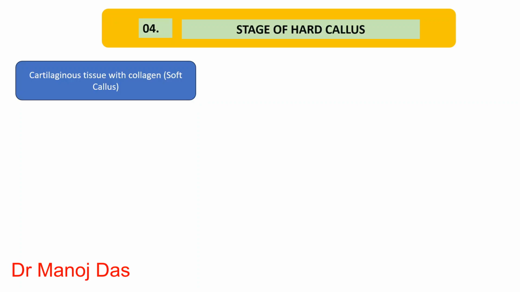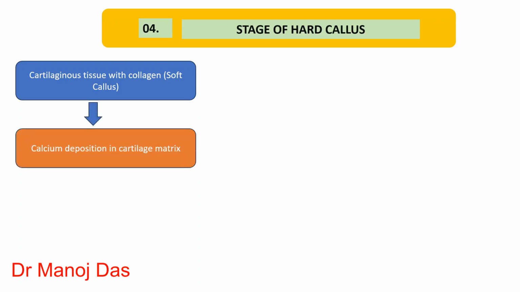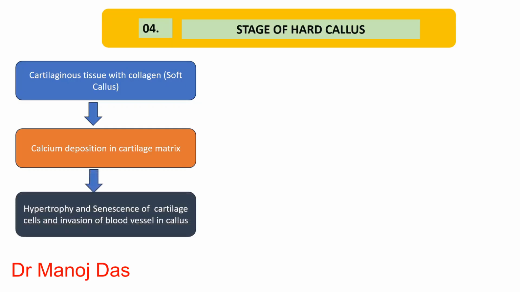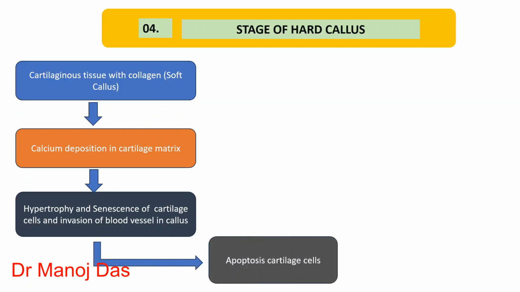Now the fourth stage is the stage of hard callus. Already there is the soft callus, and at the stage of the hard callus there will be deposition of calcium in the cartilage matrix. After deposition of the calcium, those chondrocytes will hypertrophy and then become senescent, and there will also be invasion of blood vessels in the callus. Once there is invasion of blood vessels and deposition of calcium, these hypertrophied and senescent cartilage cells undergo apoptosis and die.